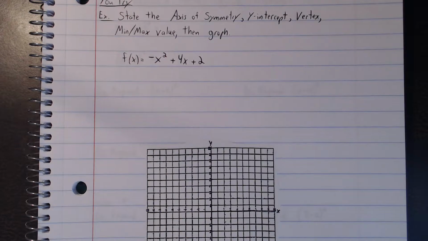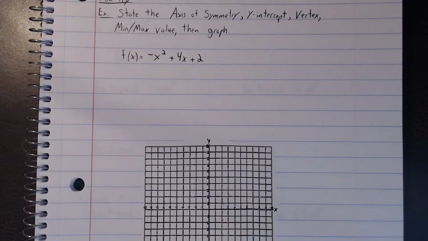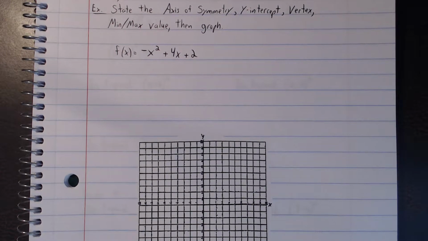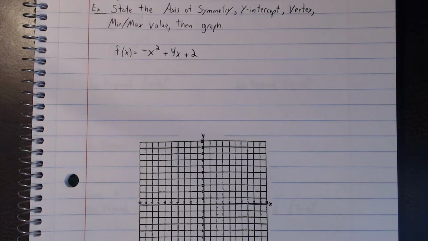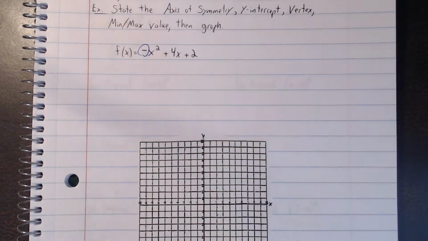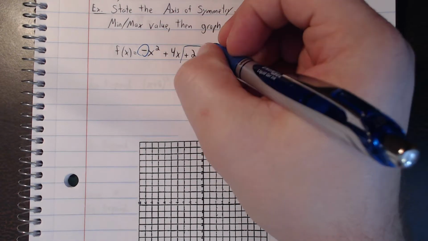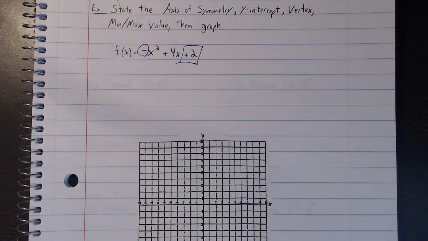All right, let's check out how you did with this. So same instructions as before, right? Axis of symmetry, y-intercept, vertex, min-max value, and graph. And here's the function that they give us. A couple of things we want to identify right away, right? We have already identified that it's going to be opening down, right? It's going to be upside down, and it's going to be a max value. We also identified our y-intercept right away. Okay, we'll write that down in a moment.